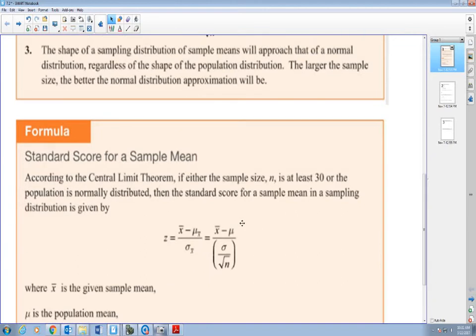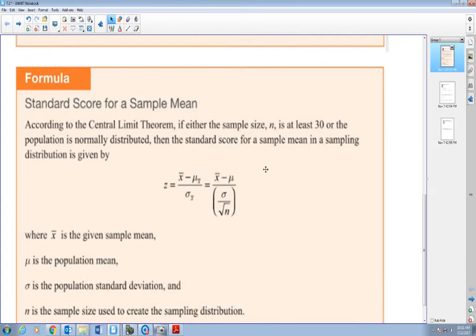So what we want to do again, just like back in chapter 6, is convert into a z-score. If the sample size n is at least 30 or the population is normally distributed, the standard score for a sampling mean, and this is very important, for a sampling mean, is going to be given by this formula.